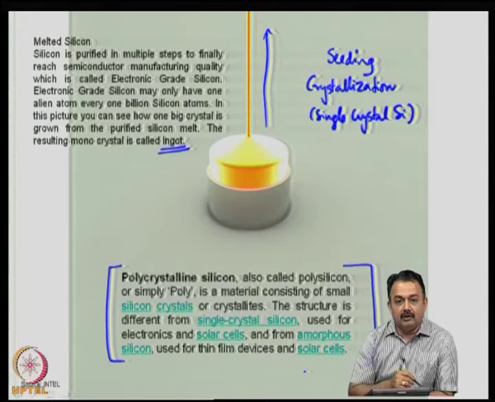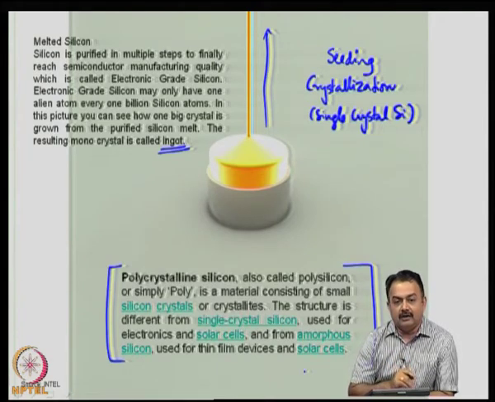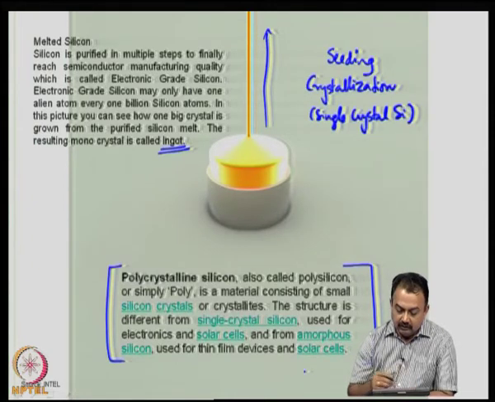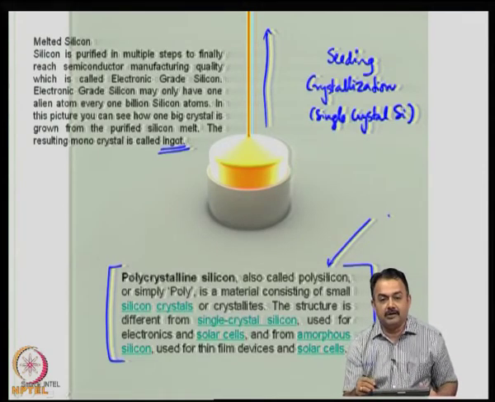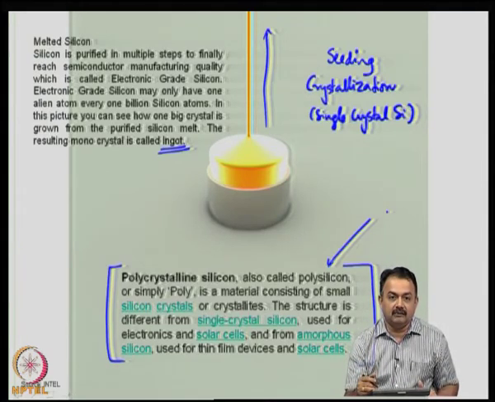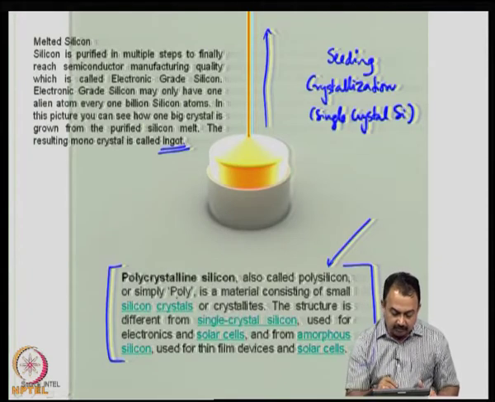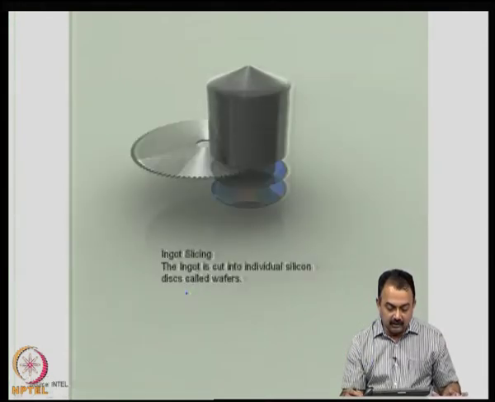Now, this single crystal silicon is used for electronics purposes and solar cells, and these are different from amorphous silicon, which is used for thin film devices and also for solar cells. So, the polysilicon is used as a special material for building up the layers in the device during the fabrication. Okay. So, you call it poly. So, this is the first step to get what is known as an ingot.